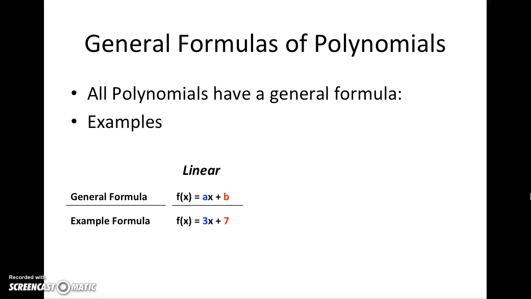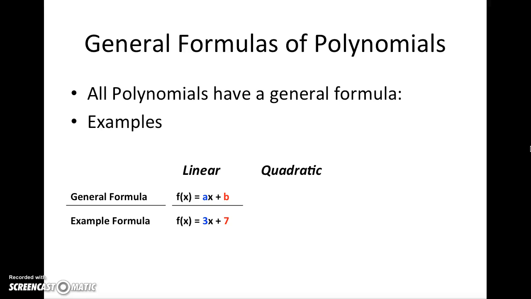Now you may be thinking, wait, I thought the formula for a linear function is y equals mx plus b. That's true, but in order to be consistent, we're going to be using the same system for all polynomials, and other polynomials follow this a, b, c, d type system. So to demonstrate that, let's look at the next example, which is quadratic.